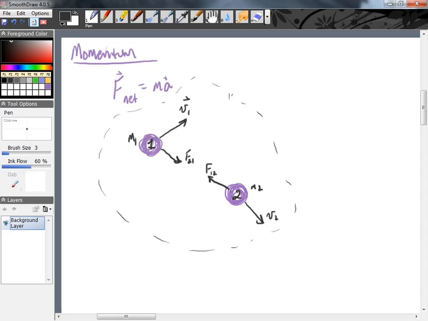So, according to Newton's third law, we know that the force of the second object on the first is equal to the negative of the force of the first object on the second. I'm going to play around with this a little bit. We know that F of 2,1 plus the force of 1,2 is going to equal 0. We should be okay there. Then we're going to break this down a little further.